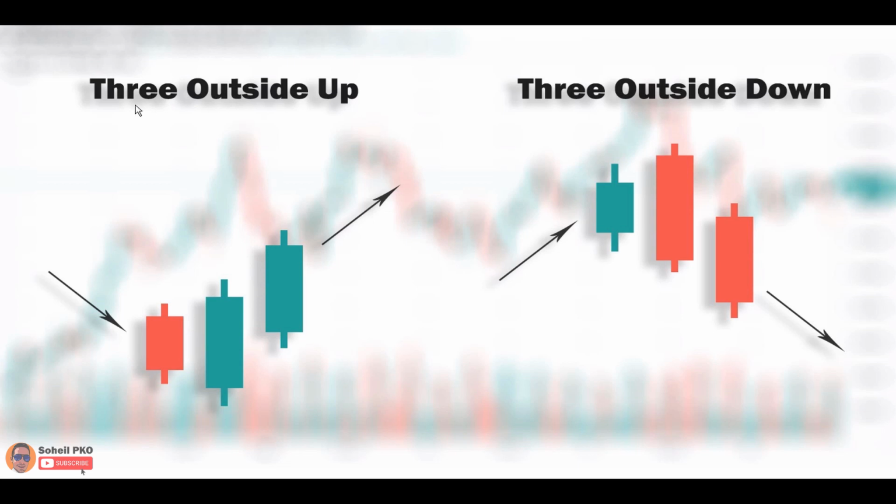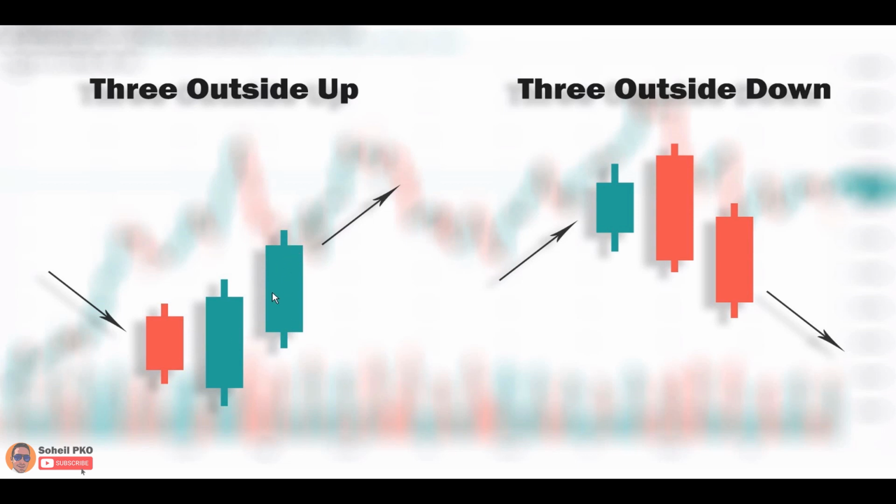3 outside up. This is a bullish reversal pattern that forms following a downtrend or near a support level. We have 3 candles in this pattern. The first candle is usually short to medium, but whatever the sizes, the second candle is a longer green candle that totally engulfs the first candle, and the third candle opens in the body of the second candle and closes above that.